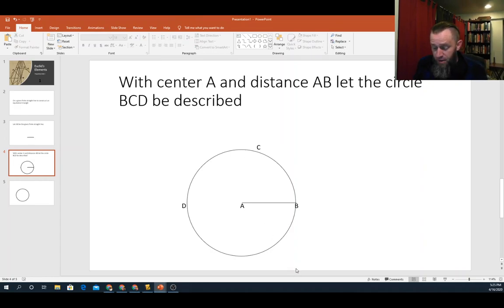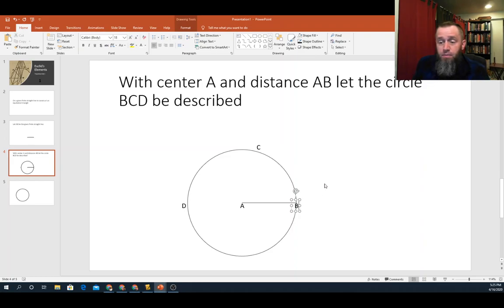All right, so we did the thing. We have now made a circle whose center is A, and we'll call it circle BCD, and it has the radius AB. So far, so good.